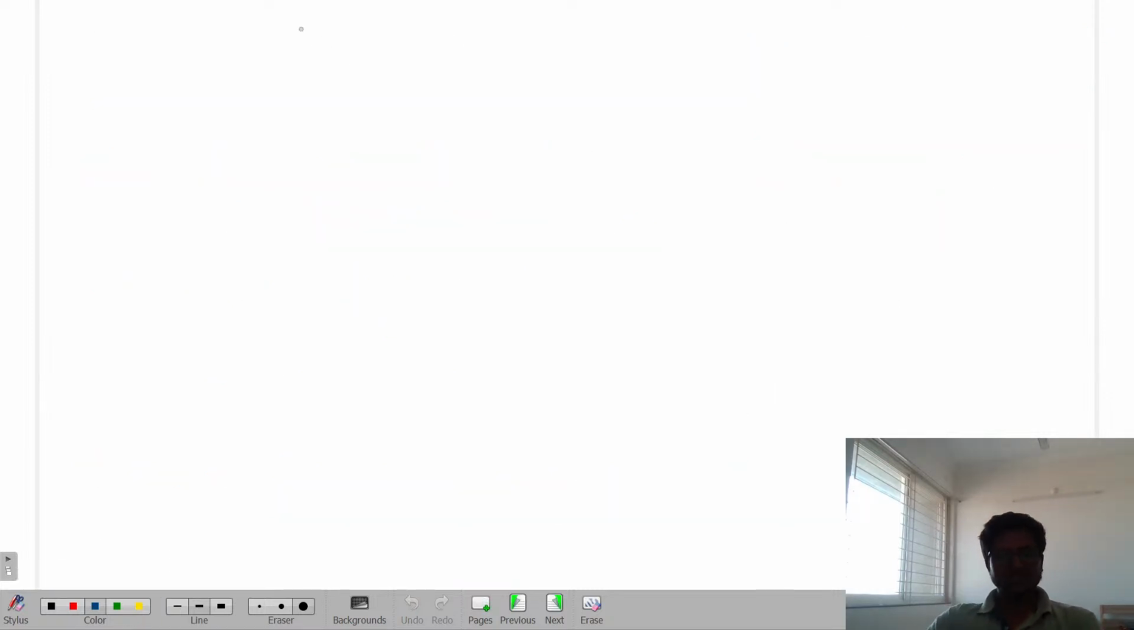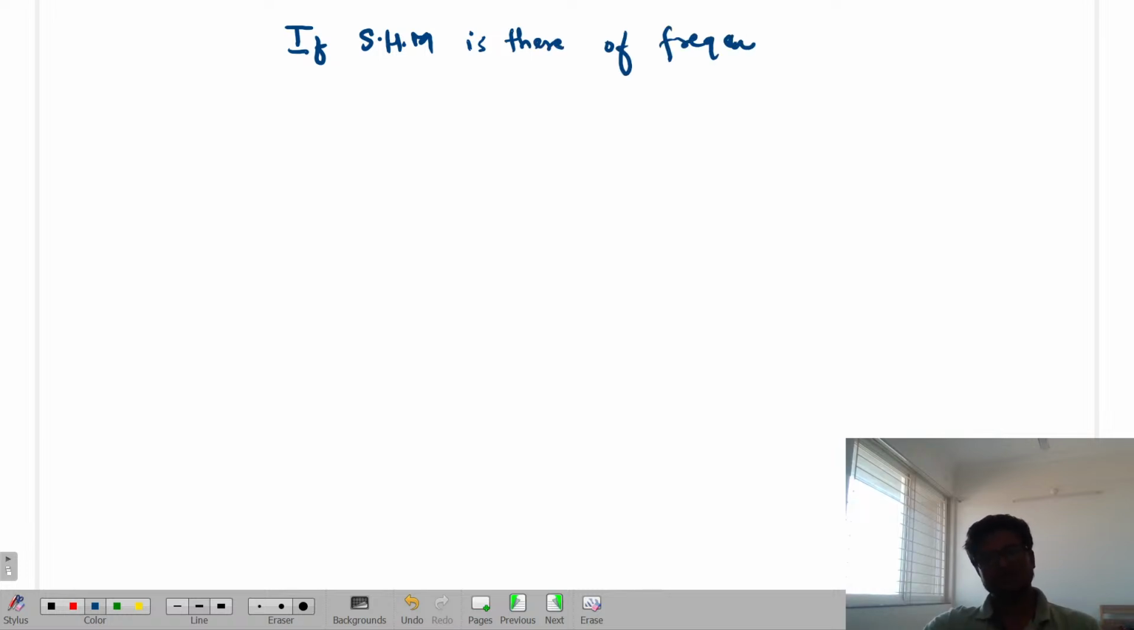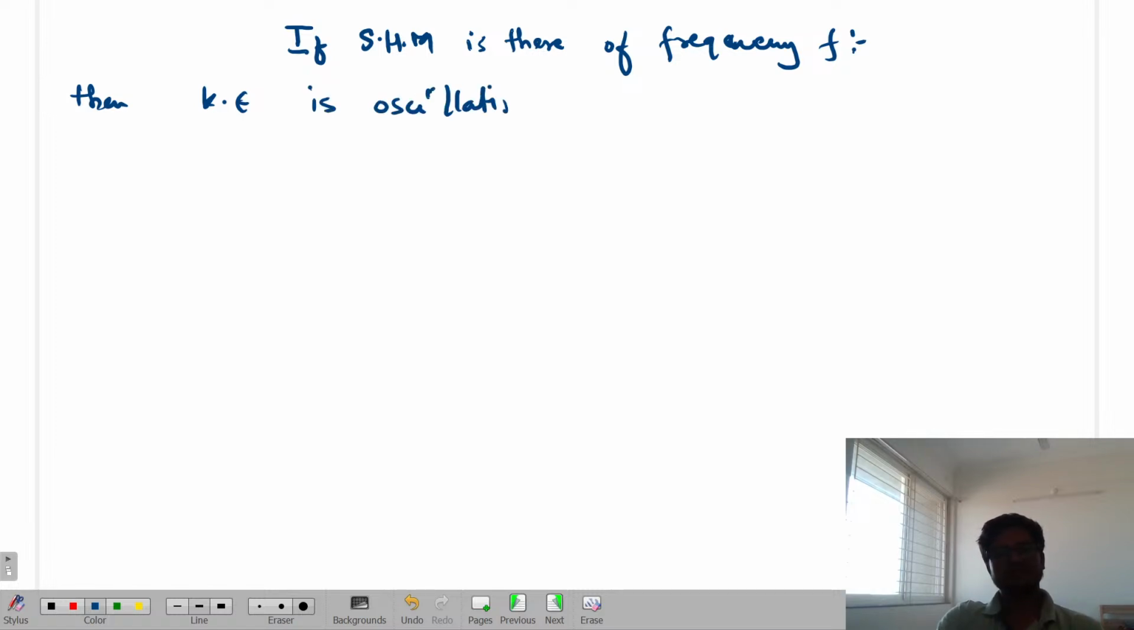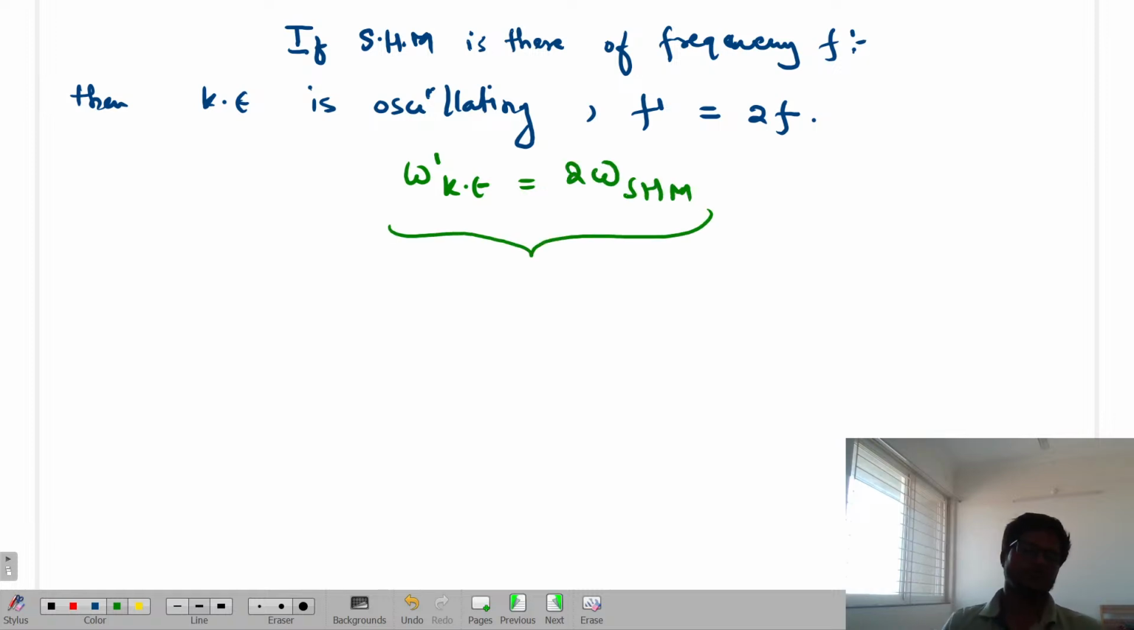बेसिकली इफ इन एसएचएम, अगर मान लो if SHM is there of frequency f, फ्रीक्वेंसी कितना है? f, then kinetic energy is oscillating with how much frequency? With frequency मान लो f dash, that must be exactly equal to twice of f or not? Why? Because the omega of kinetic energy is exactly equal to twice of omega of SHM। Are you able to get me or not? Is that clear?